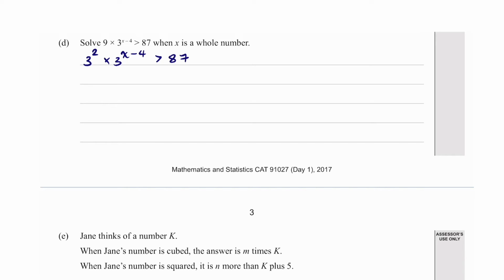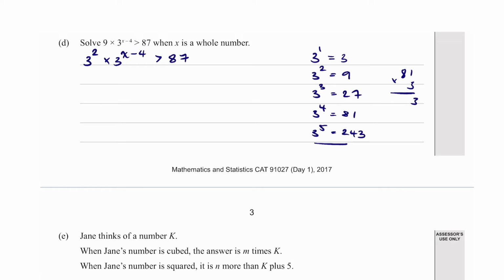is greater than 87. Now as for 87, can we write 3 to the power of something is equal to 87 nicely? Well, it may be hard right off the bat to think about it. So let's write up a power of 3 table. So when we've got 3 to the power of 1, this is equal to 3. 3 to the power of 2 is equal to 9. 3 to the power of 3 is 27. 3 to the power of 4 is 81. And 3 to the power of 5 is 243. Now, if you didn't know what 3 to the power of 5 was, you multiply 81 by 3. That gives you 243.